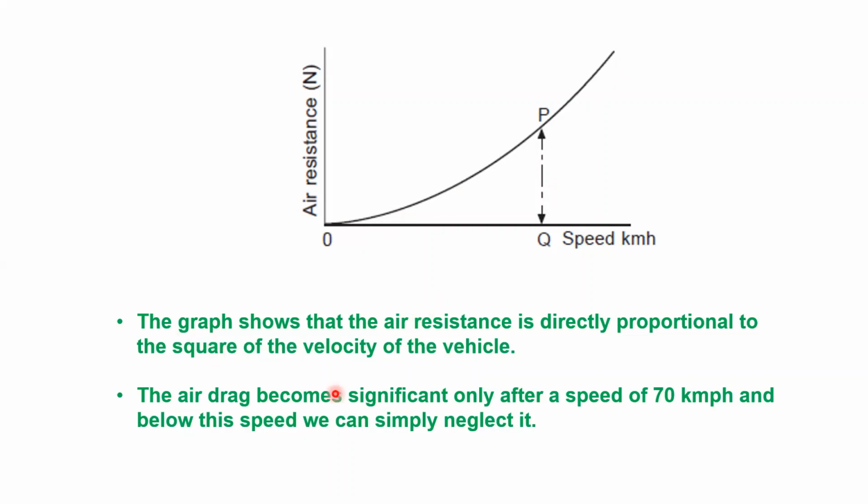This graph gives you an overview that the air resistance is directly proportional to the square of the velocity of the vehicle. And you have the air drag, which becomes very significant when the vehicle speed goes beyond 70 km per hour. Below 70 kilometers per hour, we basically neglect the drag.